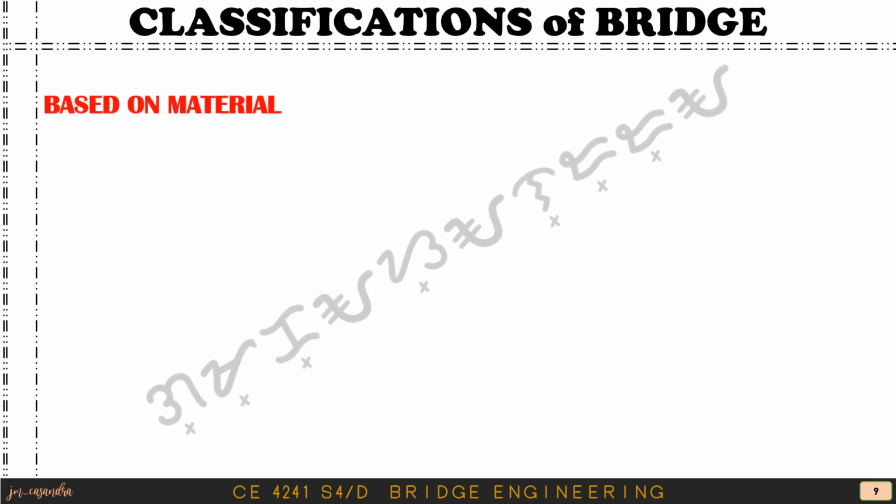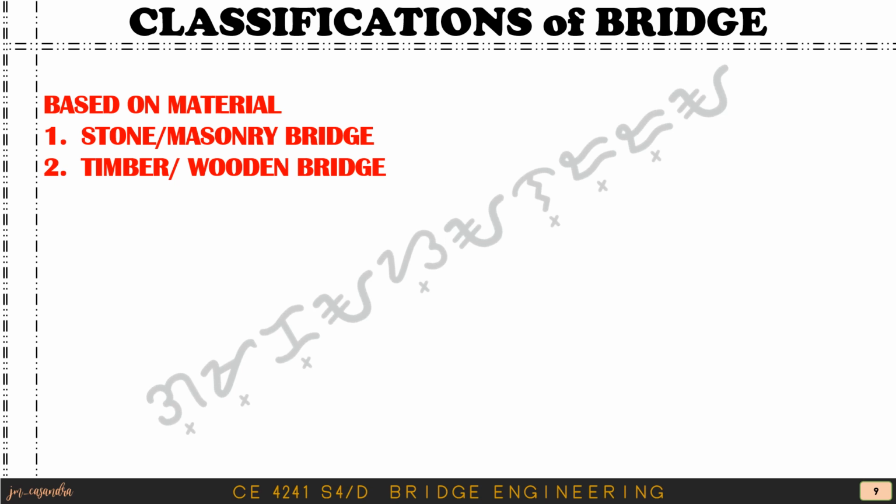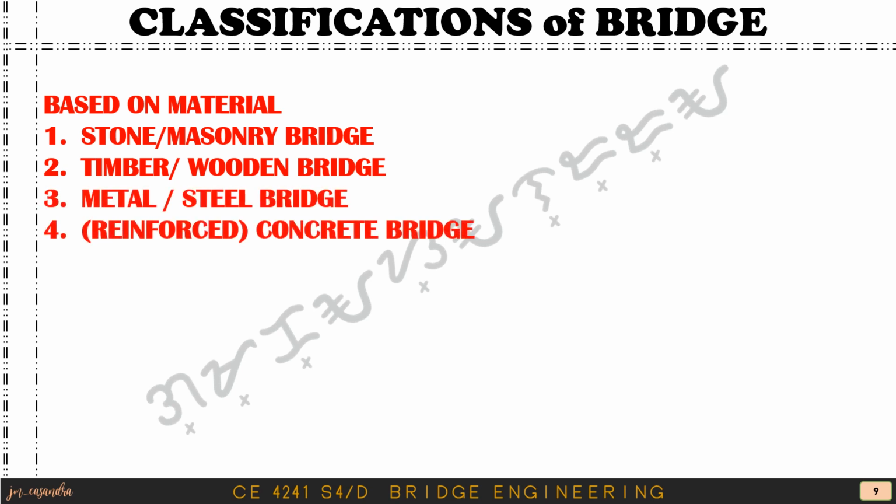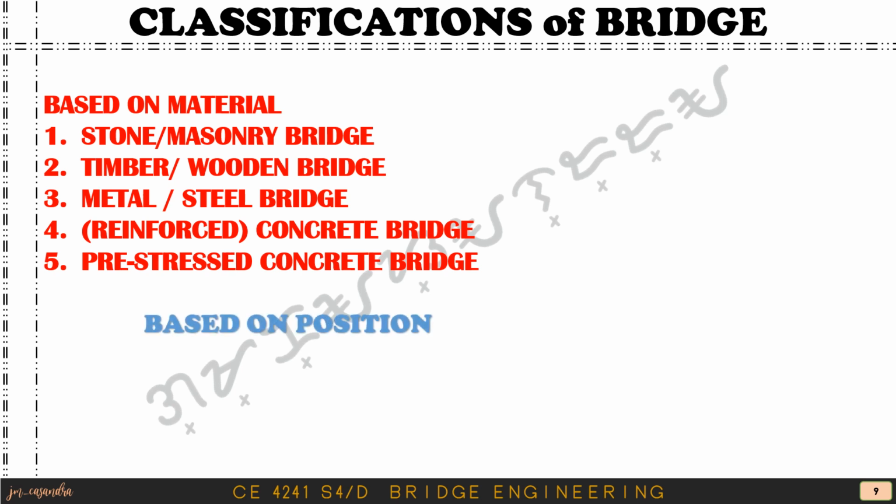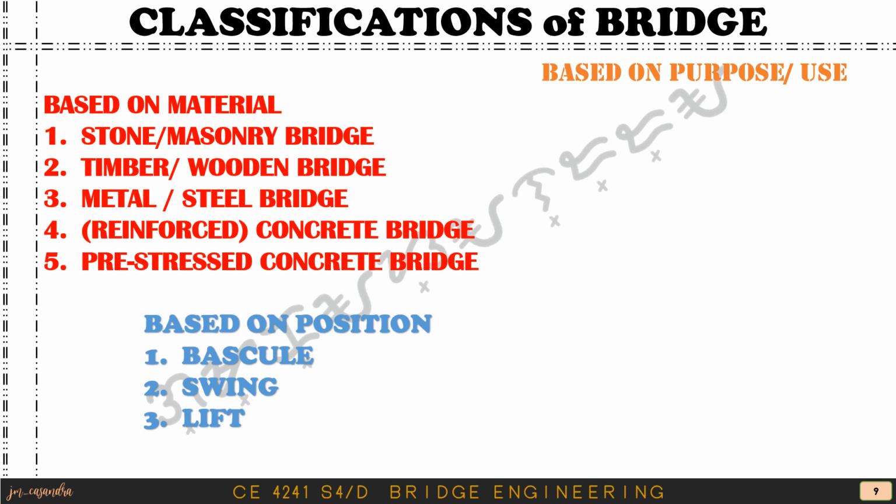Another classification is based on the material used for the construction of the bridge. The first one is stone or masonry bridge, timber or wooden bridge, metal or steel bridge, RCC bridge or reinforced concrete bridge, and pre-stressed concrete bridge. Another classification would be based on the position, which is the bascule, the swing, or the leaf.